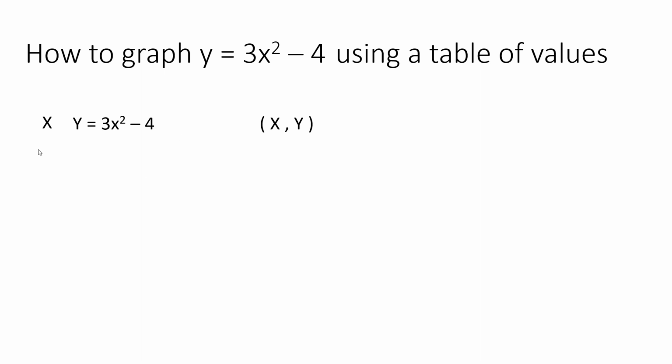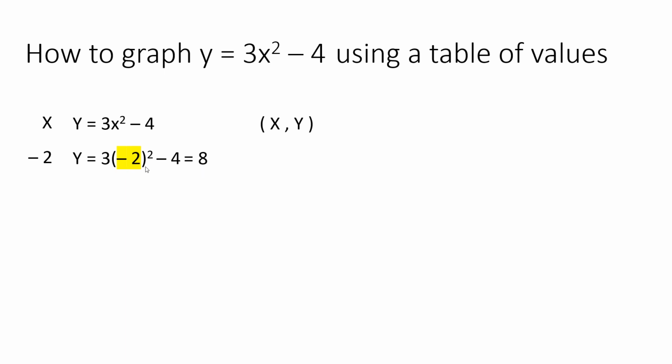So we're going to use the numbers -2, -1, 0, 1, and 2 for our x values, and then we're going to substitute them into the equation to get the y outputs. So if x is -2, we have y equals 3 times the quantity of -2 squared minus 4 equals 8.